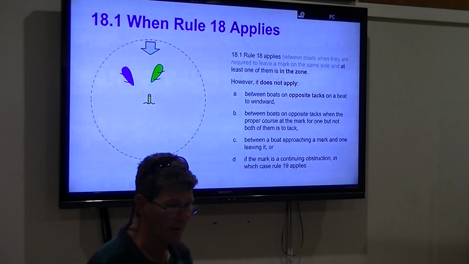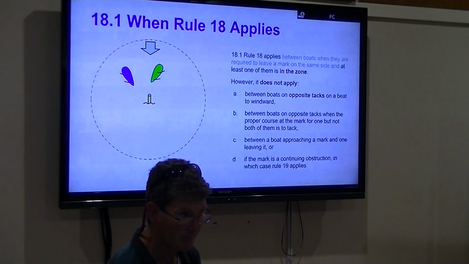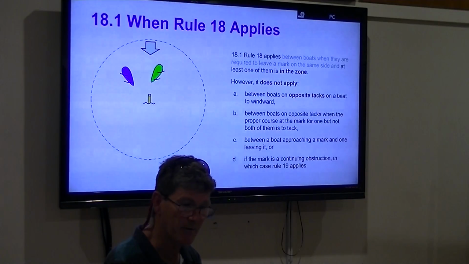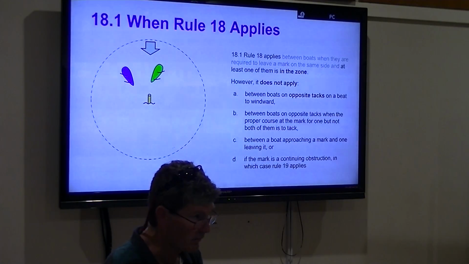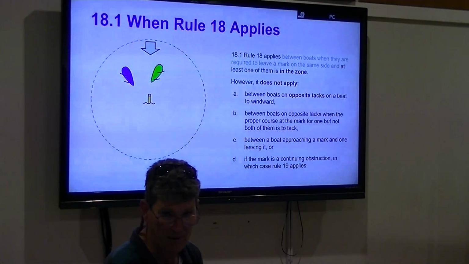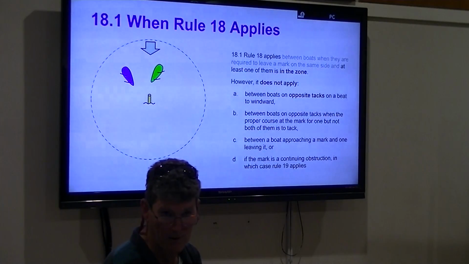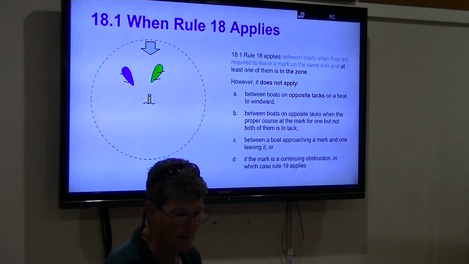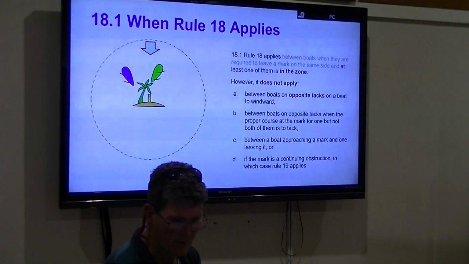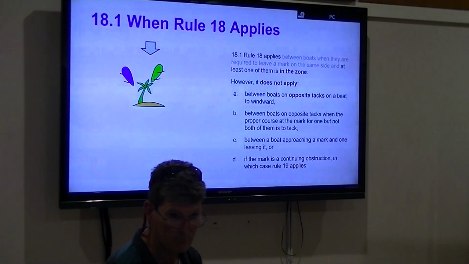Okay, so another two boats inside the zone. Opposite tacks. Downwind does apply. So even though you're on opposite tacks, Rule 18 can apply because you're downwind. You're not on a beat to windward. No one's tacking there, one boat's jibing. It's interesting that the mark room rule makes a difference between a tack and a jibe, so it does apply there. It's a continuing obstruction, so it doesn't apply because it's a continuing obstruction. It's not.